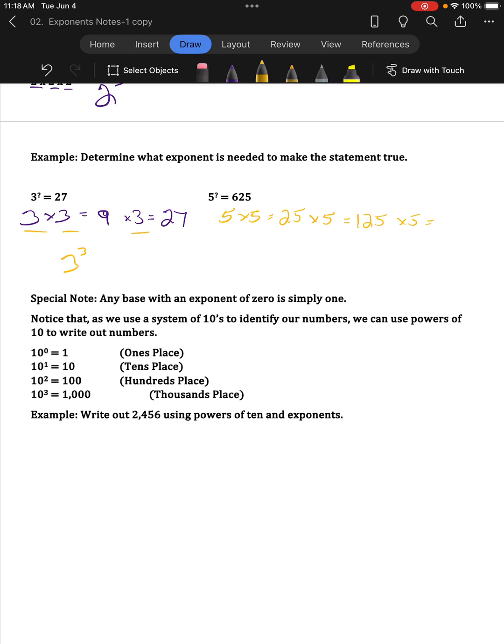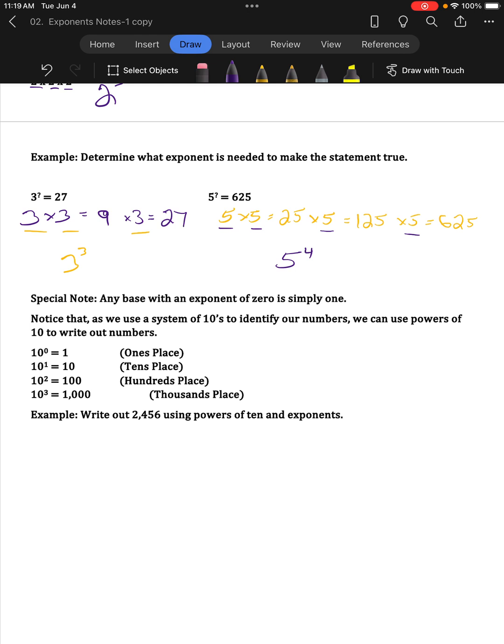5 times 100 is 500. 5 times 25 is 125. And 500 plus 125 is 625, which is what we're looking to make. So what did we need to do to make that? We had to use 1, 2, 3, 4 5's. So our exponential version of this is 5 to the 4th power.